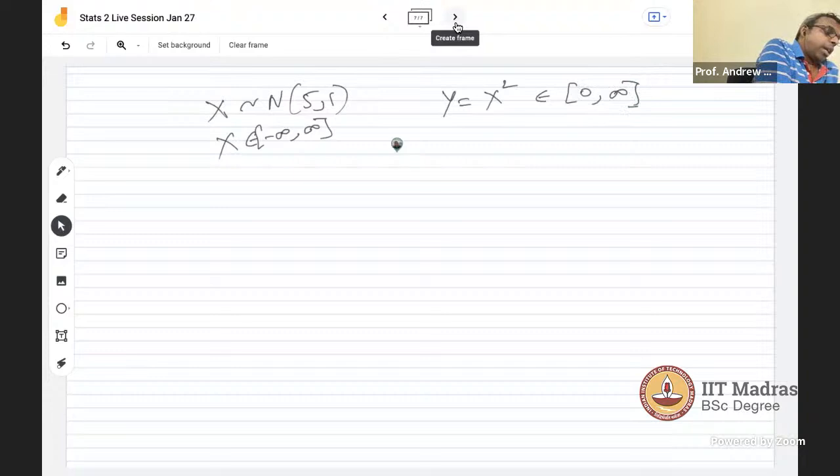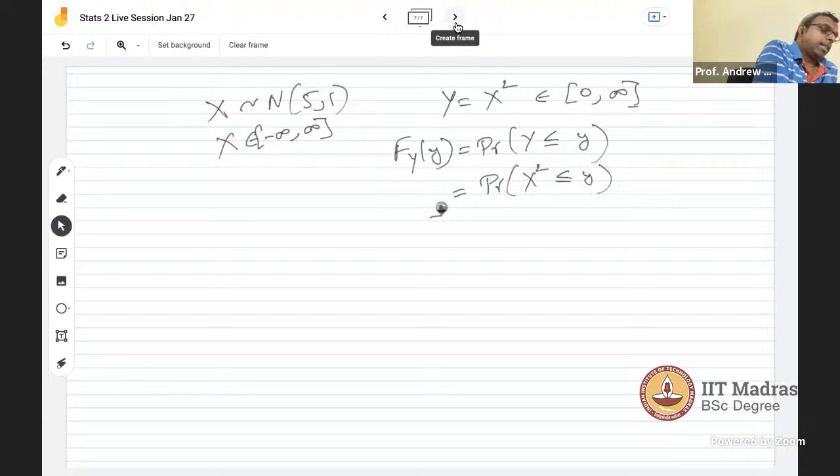So F_Y of y, for y in this range, is the probability that Y is less than or equal to y. And that's the probability that X squared is less than or equal to y. And that's the probability that X lies between minus root y and plus root y.